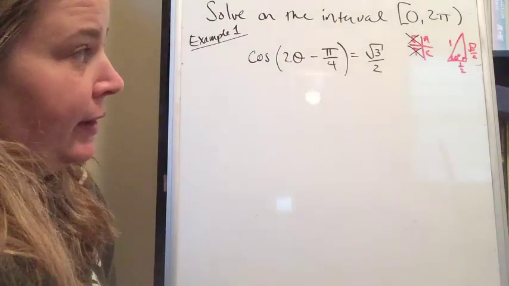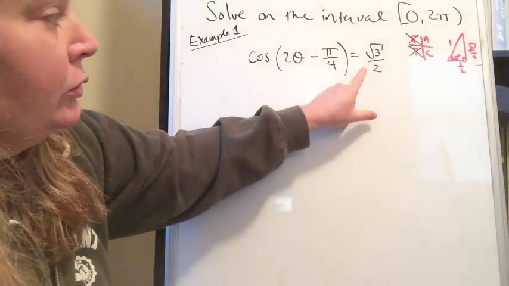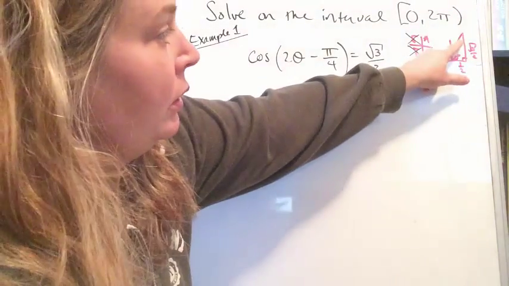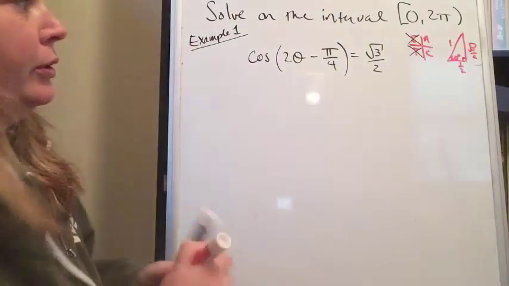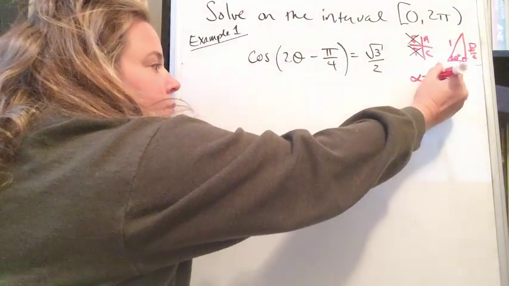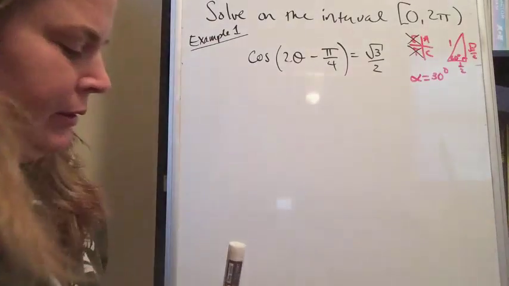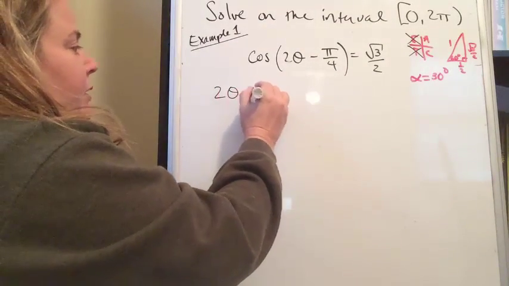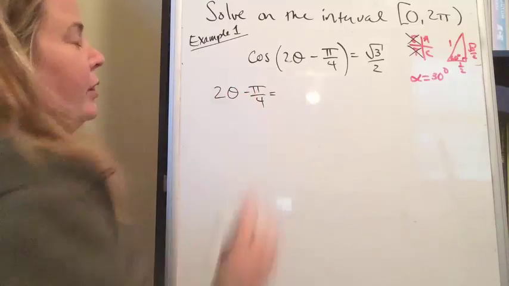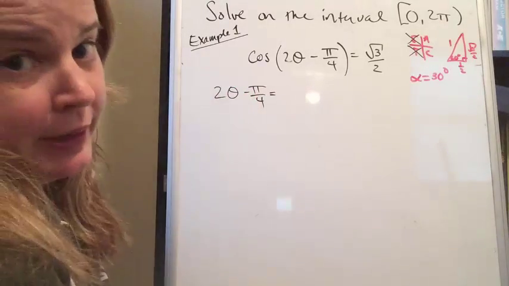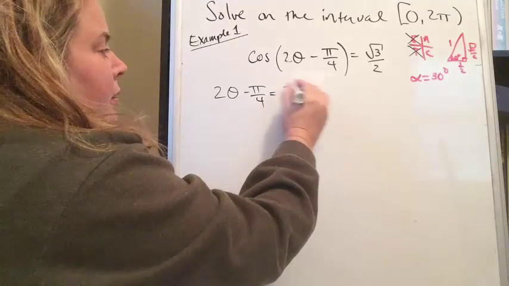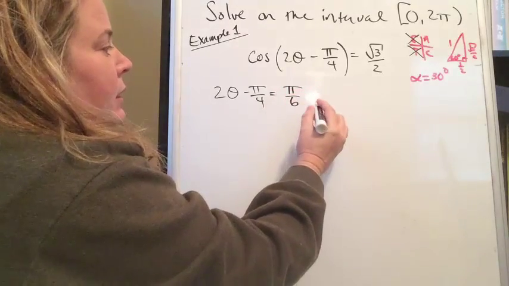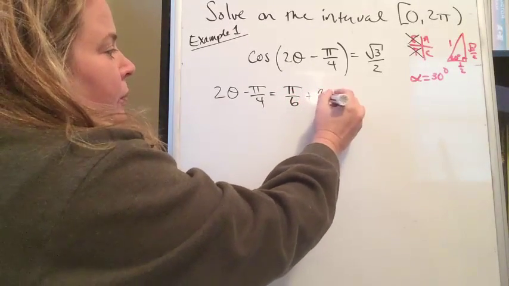And what would the reference angle be? Well, when is cosine equal to square root of 3 over 2? When it is adjacent to 30 degrees. So we're looking at 30 degrees. So what does that mean? Let's see, 2 theta minus pi over 4 in the first quadrant, 30 degrees in radians, would be pi over 6 plus 2 pi k.